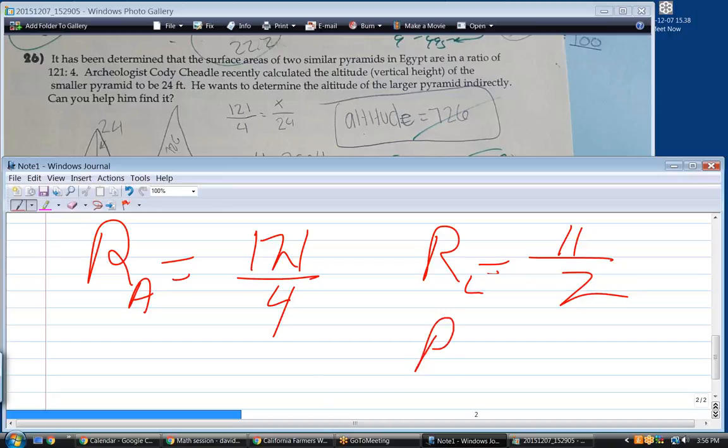What's the volume ratio? It's 11 cubed over 2 cubed, something over 8. In other words, the volume ratio is the linear ratio cubed. Now, in this particular problem, we don't actually need the volume ratio. I just introduced it to make sure you knew what it was. Because what we have here is he's calculating a vertical height of the smaller pyramid to be 24 feet. What's the vertical height of the larger pyramid?